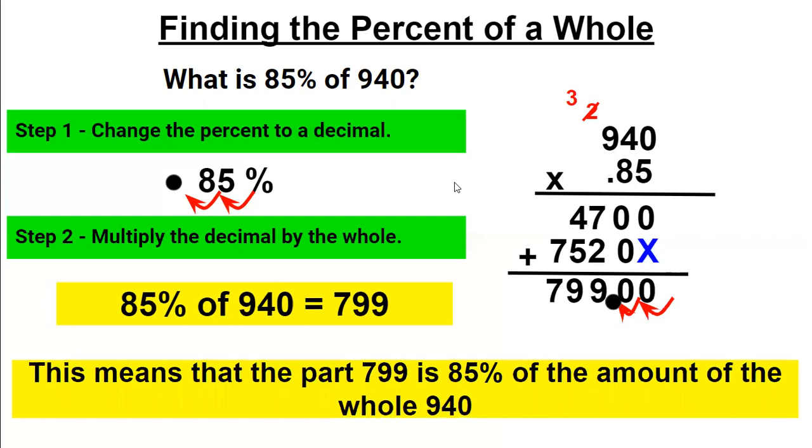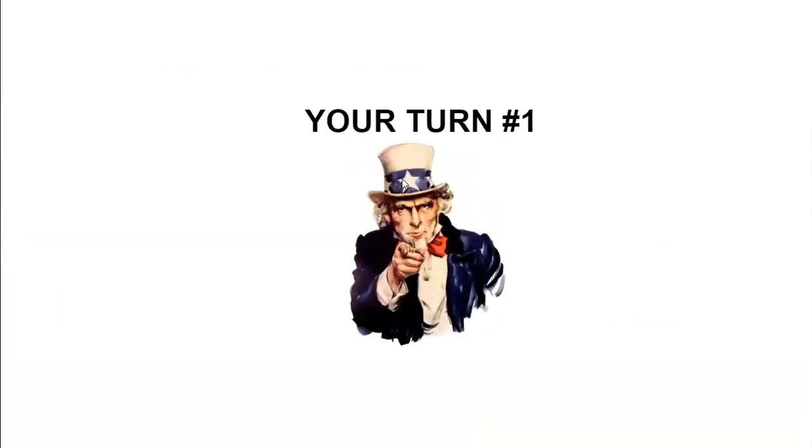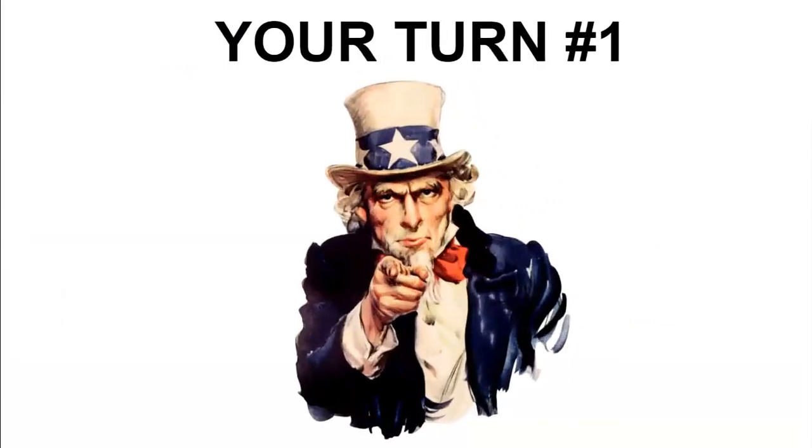This means that the part 799 is 85% of the amount of the whole, which is 940. Ask yourself, is this reasonable? Well, 85% is really close to 100%, which is all of it, right? So it should be a pretty big number. It should be pretty close to 940, right? So 799 makes sense. Okay, you get to try some of these. Pause the video, do the questions, and then come back.